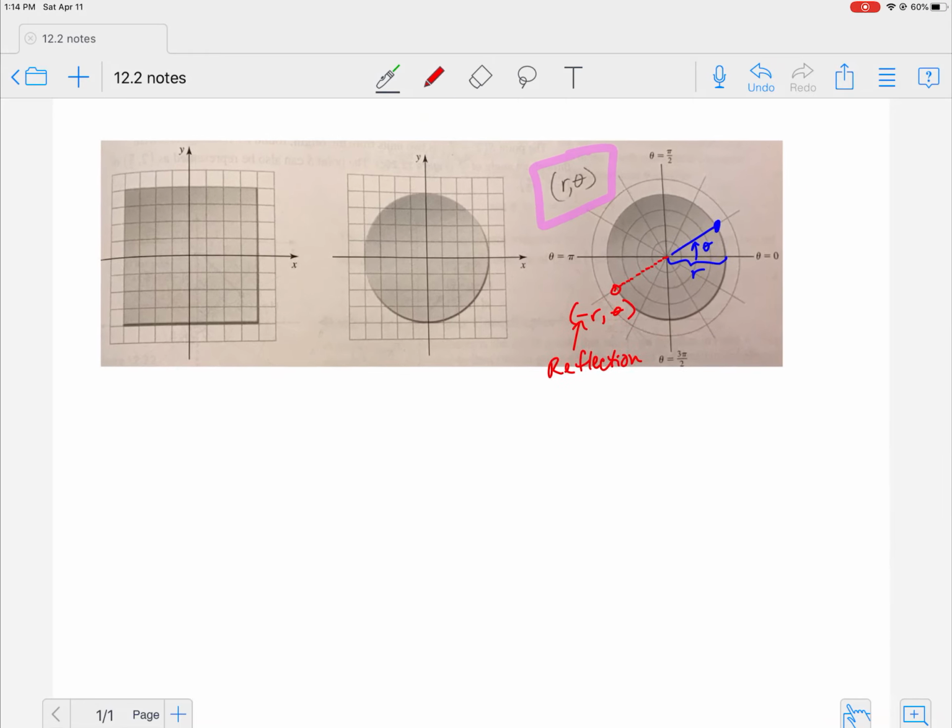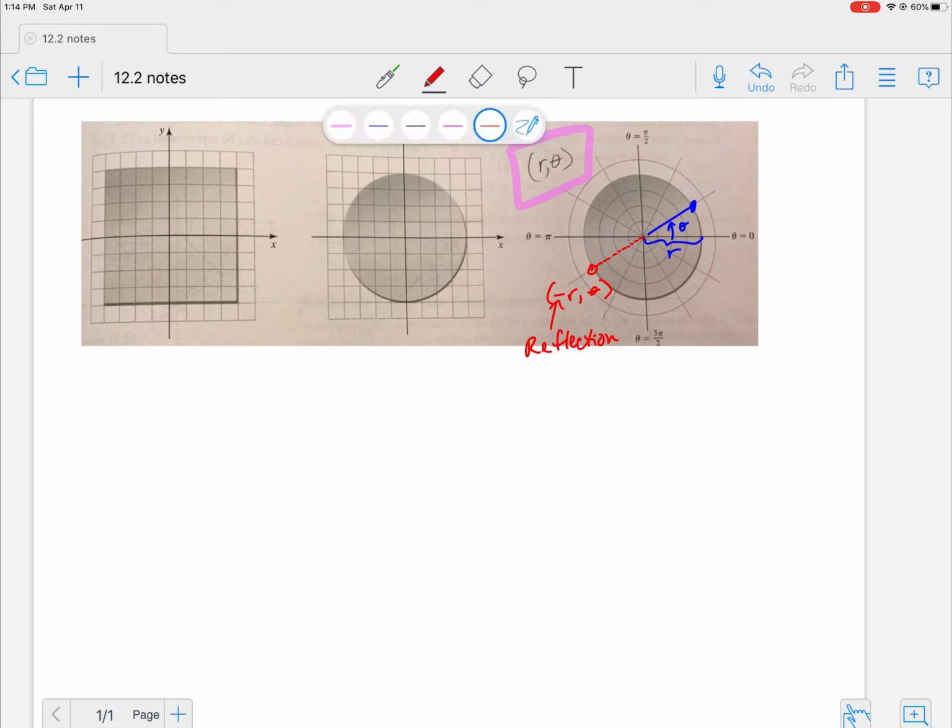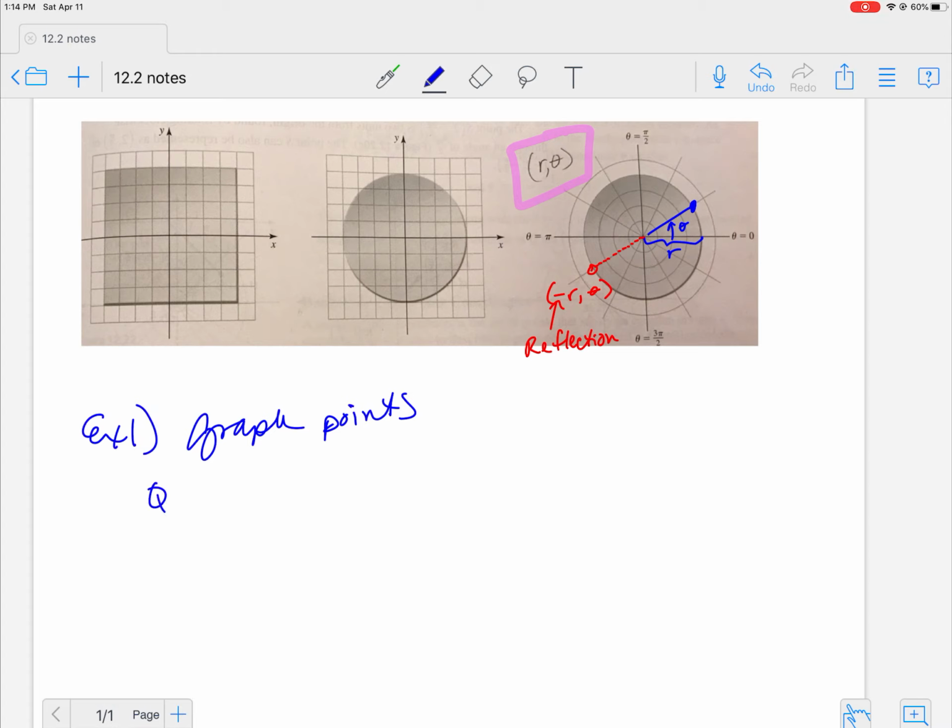Let's graph some. I'm going to go back to blue here. So here's example 1. There's 3 of them that we're going to pull off on this. We want to graph these points. The first one is point Q, and it is (1, 5 pi over 4).